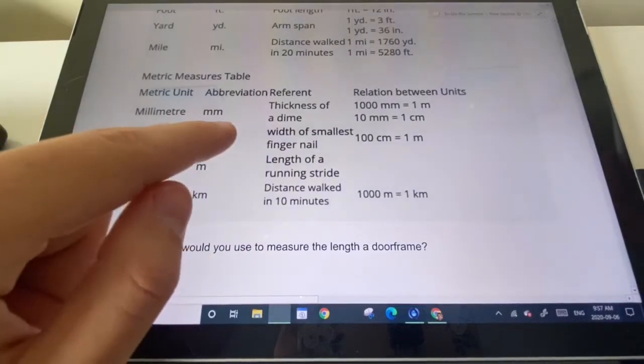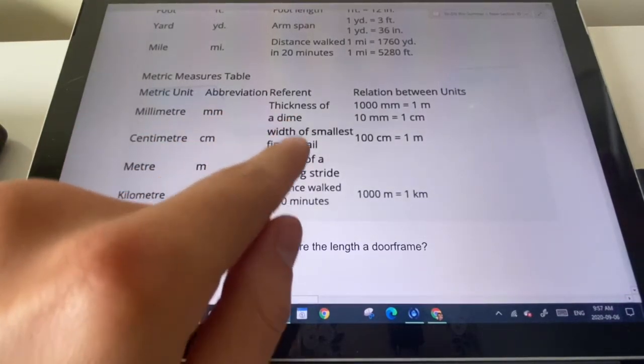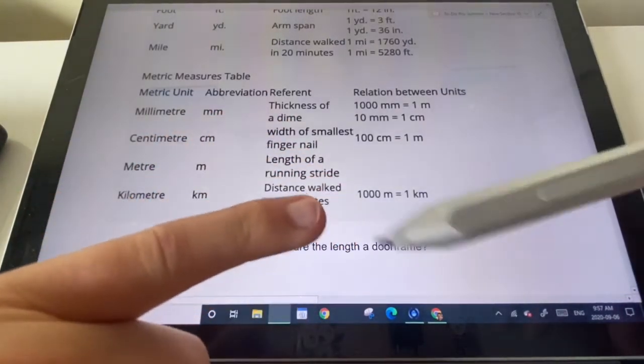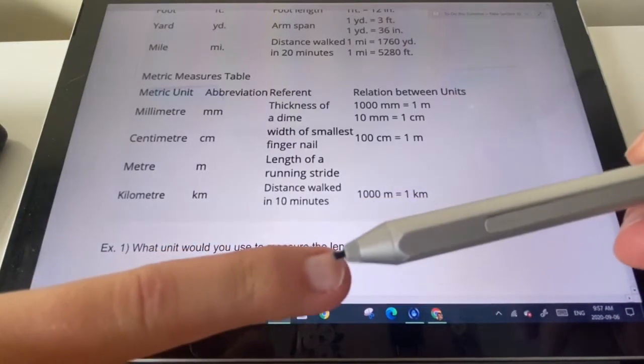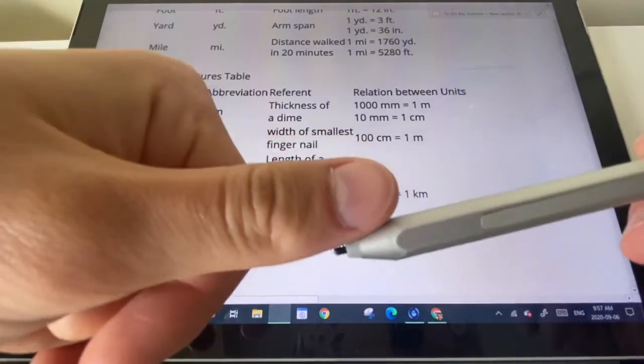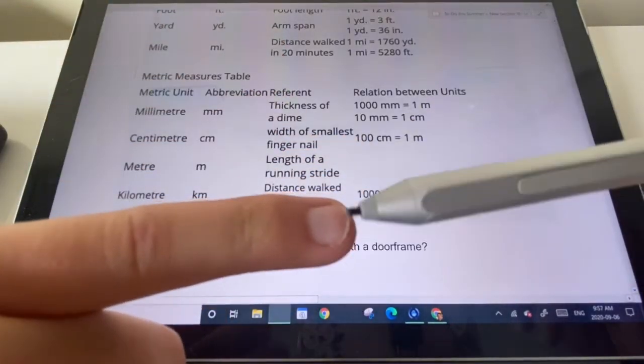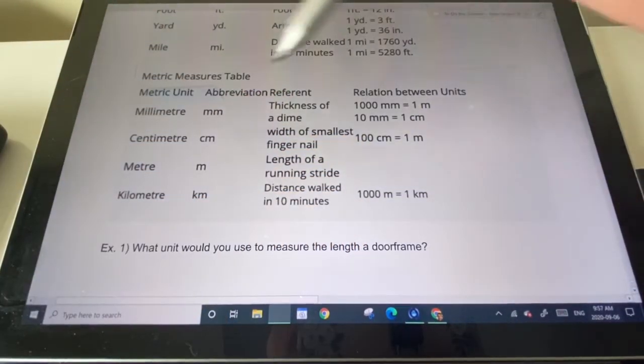Centimeters is still a little bigger, but it's the width of the smallest fingernail, so pretty much your pinky. It's about from here to here of your fingernail. Remember, the thumb is an inch. Now your pinky fingernail is a centimeter. A meter is the length of a running stride.